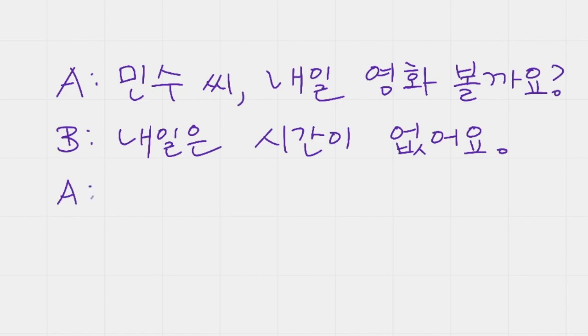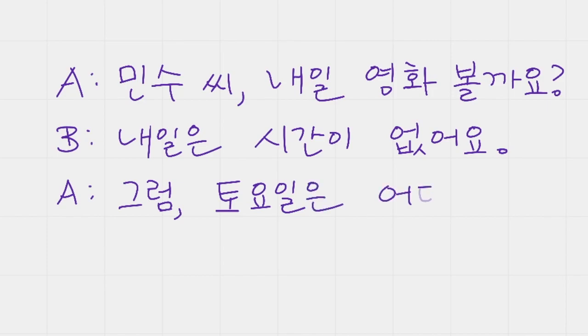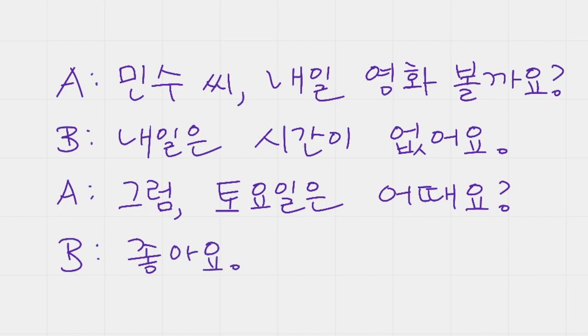And then going back to A person. 그럼 then 토요일은 Saturday 어때요? How about? Then how about Saturday? B person. 좋아요. Sounds great. Sounds good. Now it's easy, right? Once you look at the dialogue. Good.